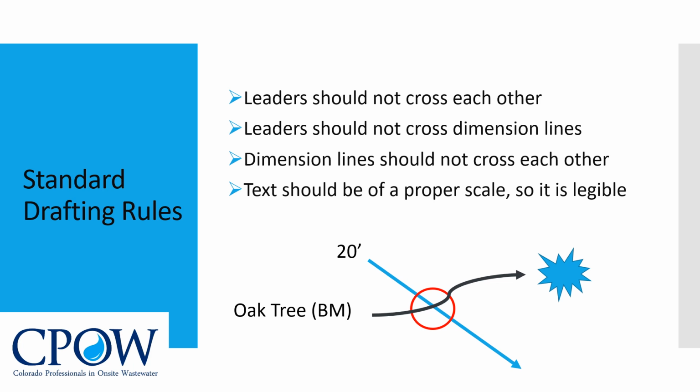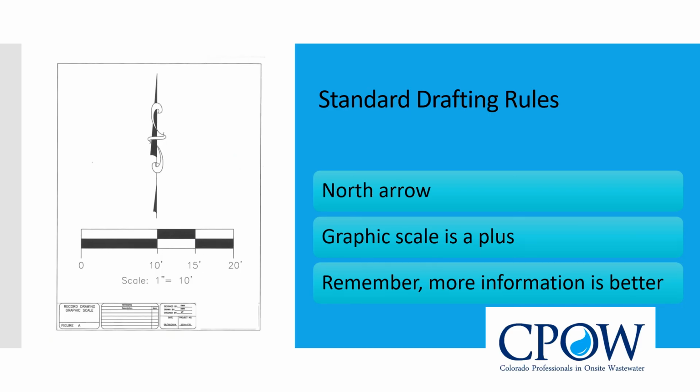Dimension lines should also not cross each other. Depending on the scale of the drawing, the text and leader sizes will be dependent on the scale so that they are easy to read. The record drawing also requires a north arrow. It is best when the north arrow references the top of the page. The drawing is also required to be to scale. A graphic scale is highly recommended.